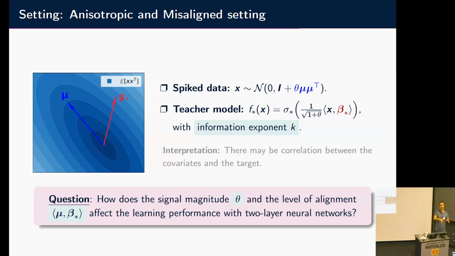And now we're going to look at two parameters and how they interact with each other and also interact with the sample complexity that is needed. The first one is the spike magnitude, theta, and the second one is the angle between mu and beta star, the direction of highest variance and the target direction.